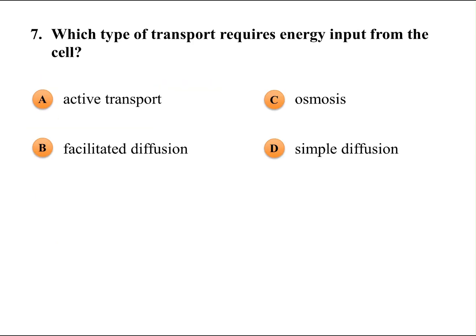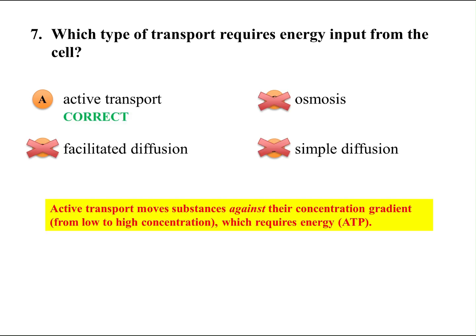Which type of transport requires energy input from the cell? Of course, the answer is A, active transport, because it moves substances against their concentration gradient, and this requires energy or ATP.